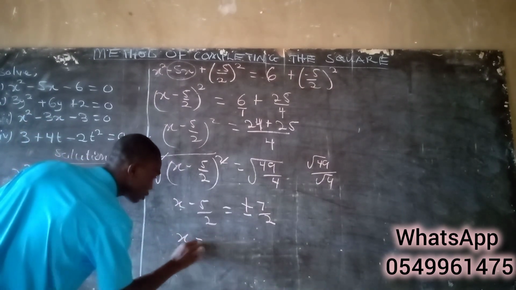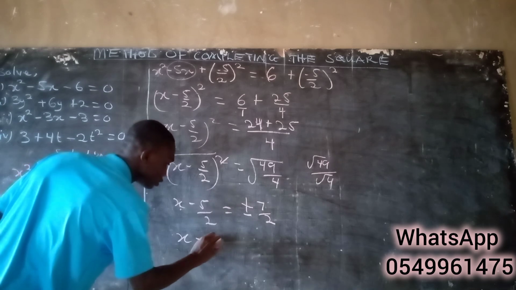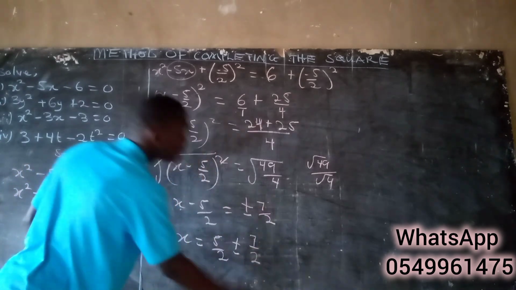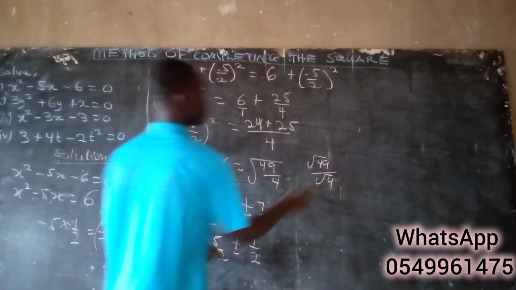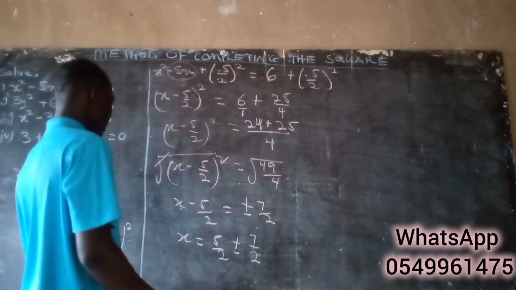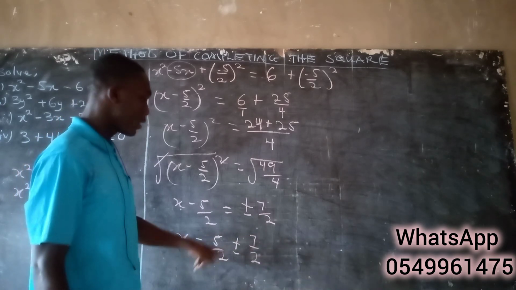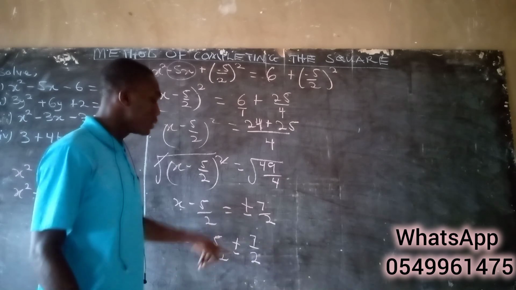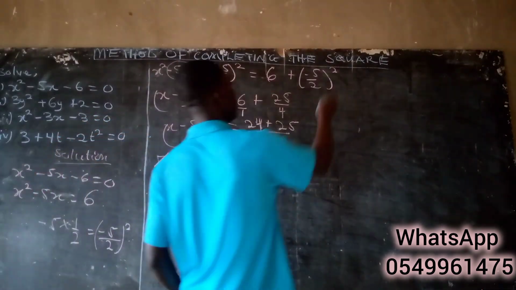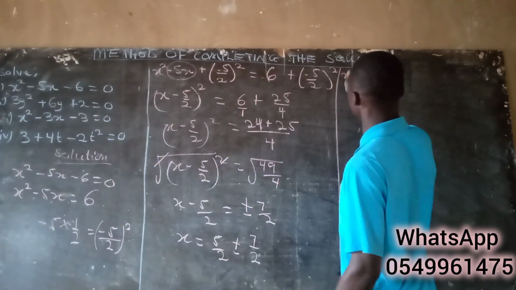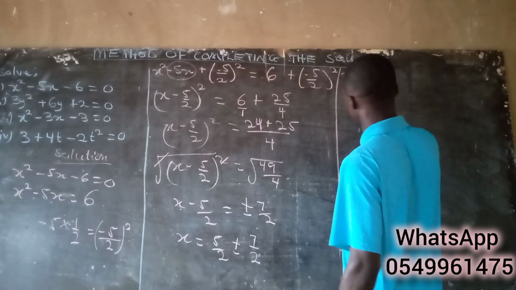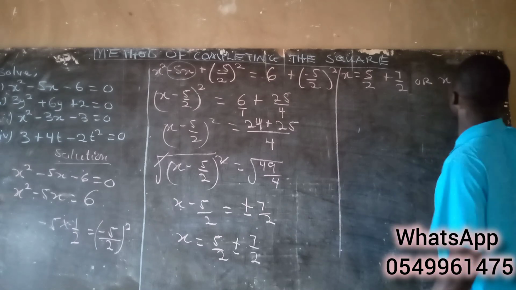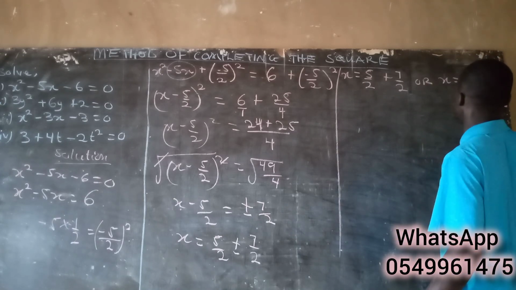So we have x is equal to, it becomes plus, 5 over 2 plus or minus 7 over 2. And what this means is that we have x is equal to 5 over 2 plus 7 over 2, or x is equal to 5 over 2 minus 7 over 2.